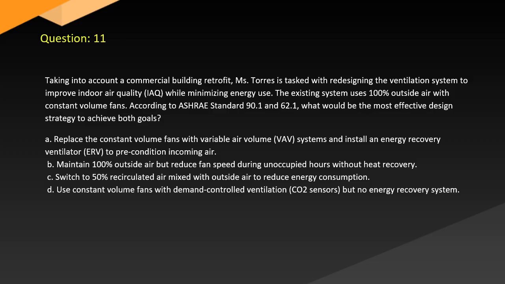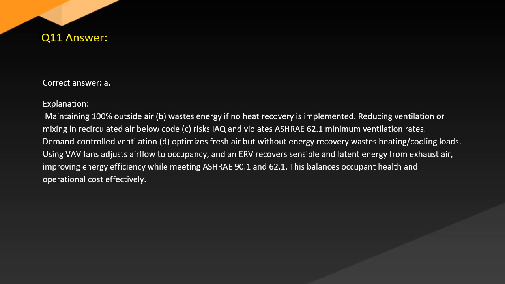B. Maintain 100% outside air, but reduce fan speed during unoccupied hours without heat recovery. C. Switch to 50% recirculated air mixed with outside air to reduce energy consumption. D. Use constant volume fans with demand control ventilation sensors, but no energy recovery system. Answer. Correct answer: A. Explanation.